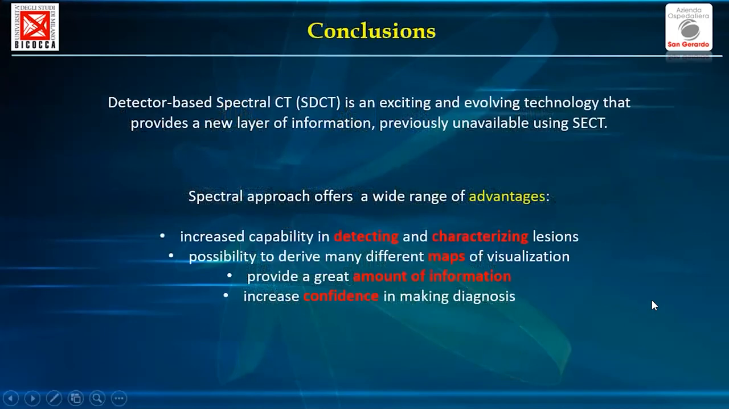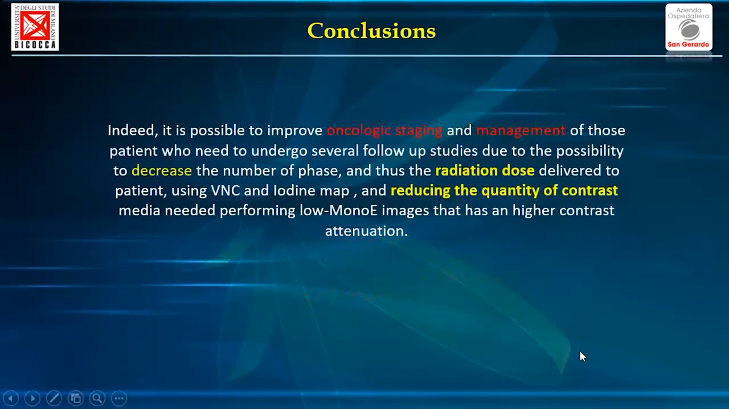Well, to conclude this presentation, we can say that today the detector-based spectral CT is an exciting and evolving technology that provides a new layer of information that previously was unavailable using a single energetic level. And one of the most important advantages can be the detection and characterization of lesions, the possibility to derive several different maps of visualization, and so providing a really great amount of information, increasing so the confidence in making diagnosis. And it is possible to improve also the oncologic staging and management of oncologic patients, because we could decrease the number of contrastographic phases, and so we could save the dose during the long time follow-up. But we can reduce also the amount of contrast media, because the software now is able to quantify if iodine is present or not, independently from the final amount of contrast agent that we used.